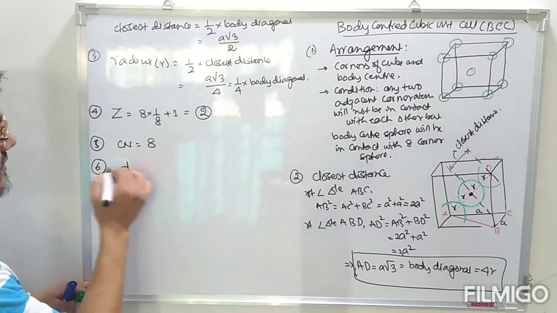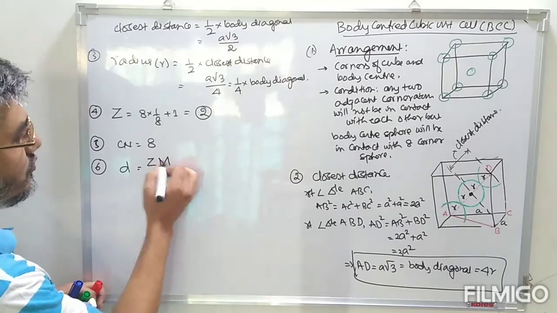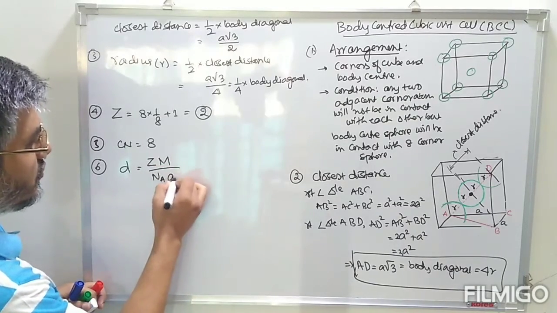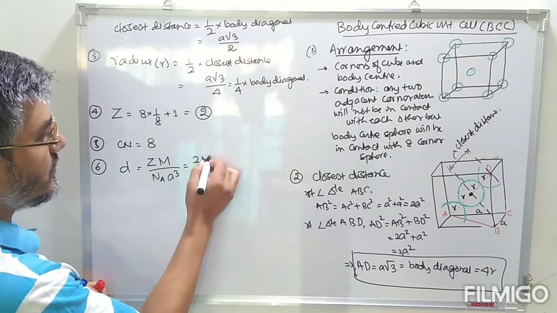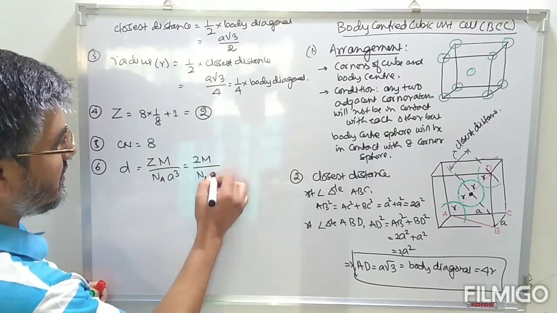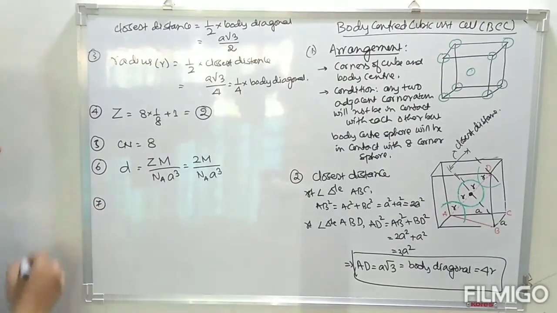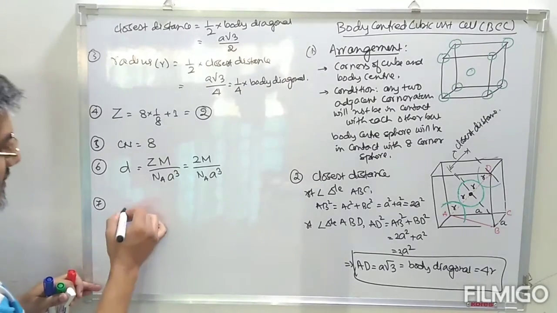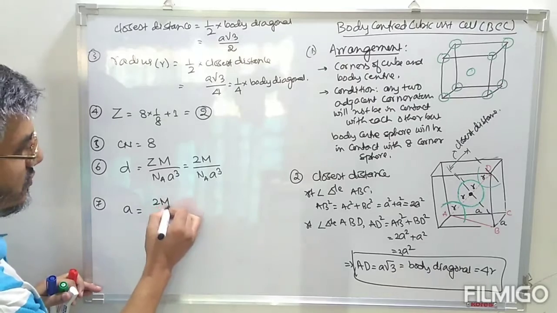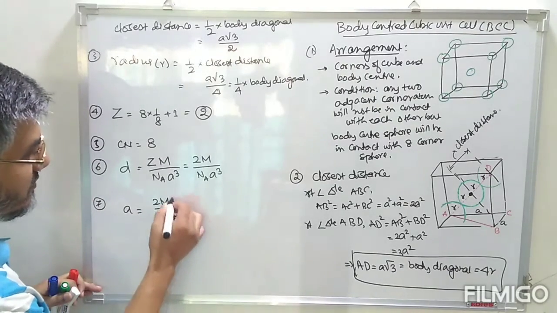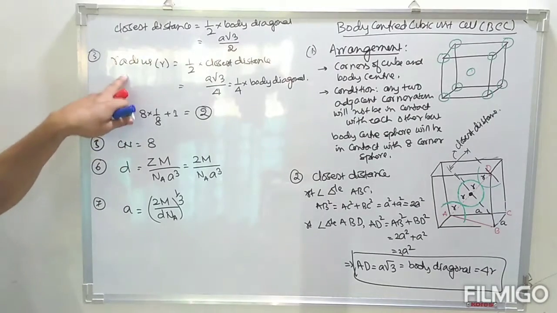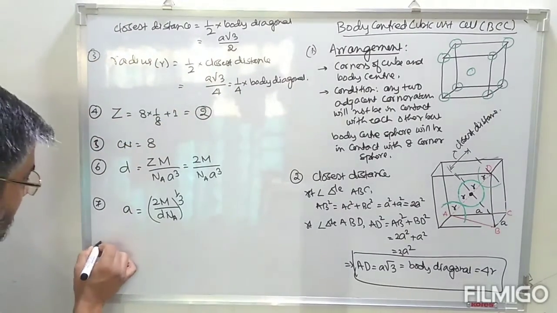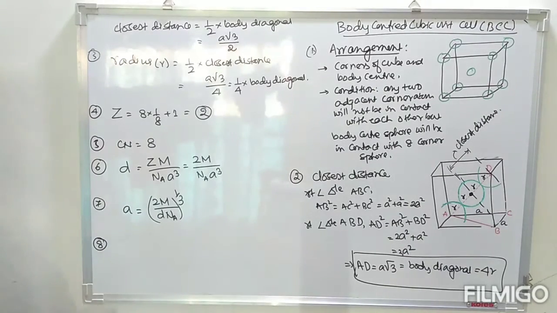Number 6, density is Z into molecular mass divided by Avogadro number into a cube. In case of body center cubic, Z is 2, so we have 2M divided by N_A a cube. If this is the density, then the unit cell dimension a as length is equal to the cube root of 2M divided by density into Avogadro number. So we have the unit cell dimension, density, coordination number, effective number of atoms, radius, closest distance, and arrangement. Then we have packing fraction.